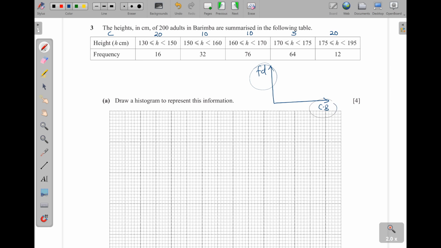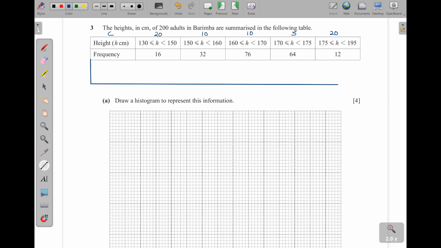And how do we get the frequency density? Frequency density is equal to frequency divided by the class width. Now, I'm going to add something small here, and then we calculate the frequency densities. There is a mark for finding these frequency densities. You get the frequency for each group, then divide by the class width. So frequency density is equal to the frequency over the class width.